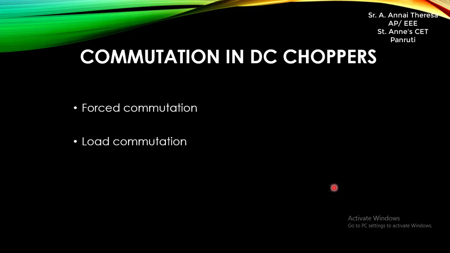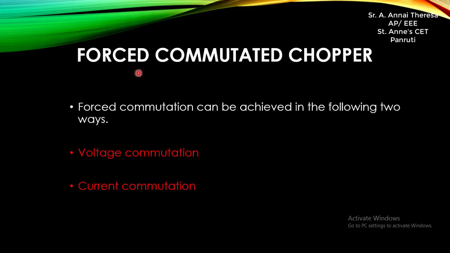Generally, the commutation circuit of DC choppers can be classified into two groups. The first one is forced commutation and the second one is load commutation. First we can see about forced commutation. In the forced commutation scheme, external elements like an inductor and a capacitor are used. Since these capacitors and inductors do not carry current continuously, they are used to turn off a conducting thyristor. Forced commutation can be achieved in two ways: one is voltage commutation, the second is current commutation.